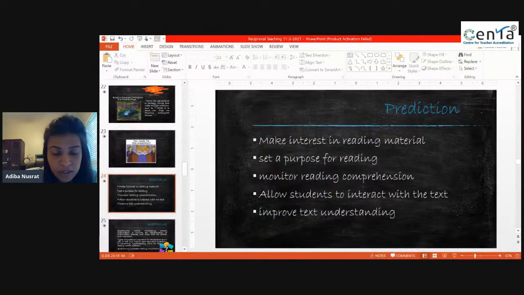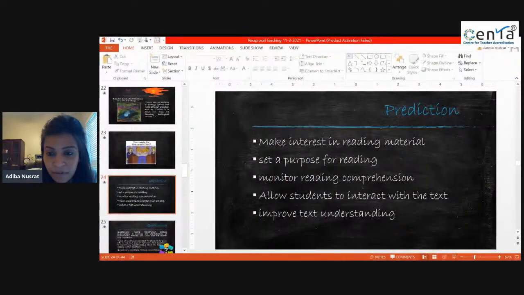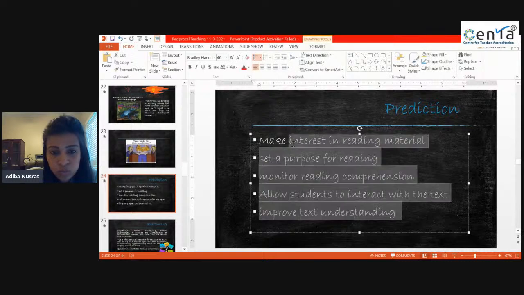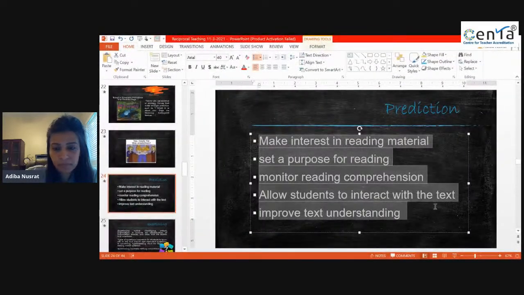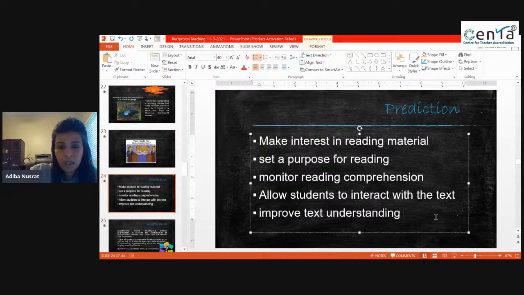Again, I want to ask if the text is available. Not visible. Oh, I need to keep changing them in that case. Okay.